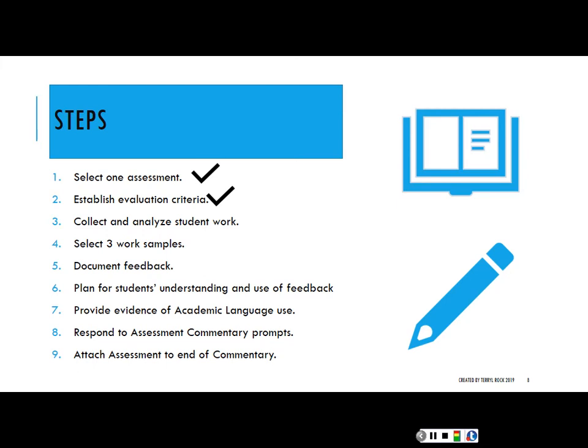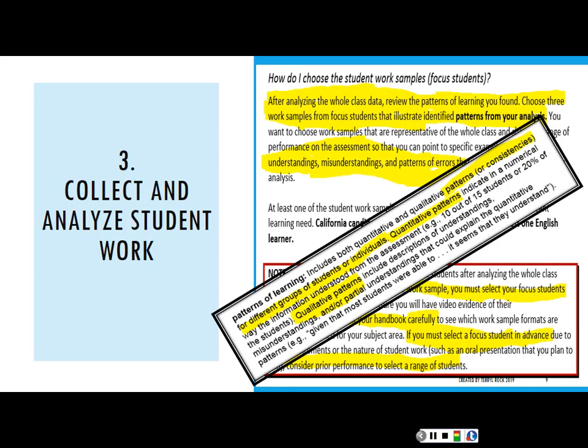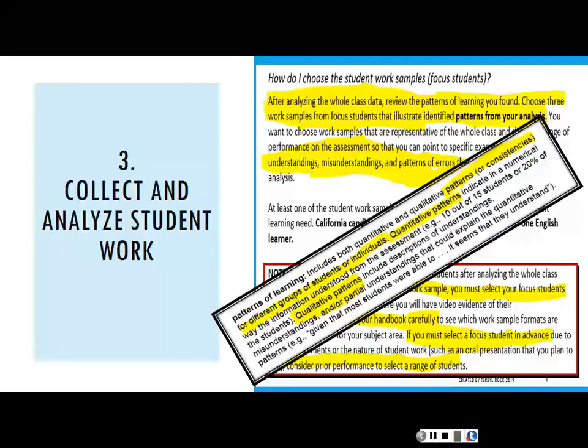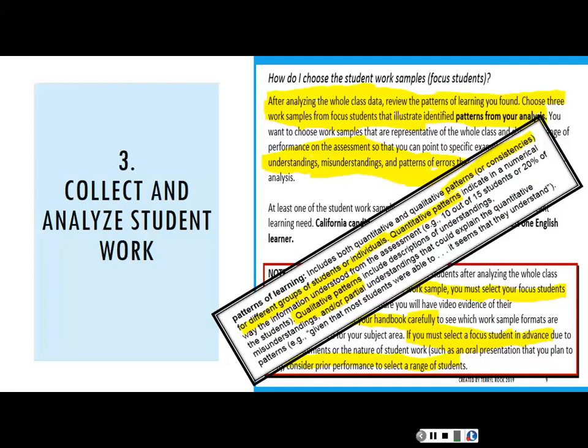All right, so analyzing the assessment. We've talked about the assessment and evaluation criteria. Now let's talk about collecting and analyzing student work. Patterns of learning. After you have given the assessment, you're going to go through all of the assessments, study them, and figure out learning trends, patterns of learning.